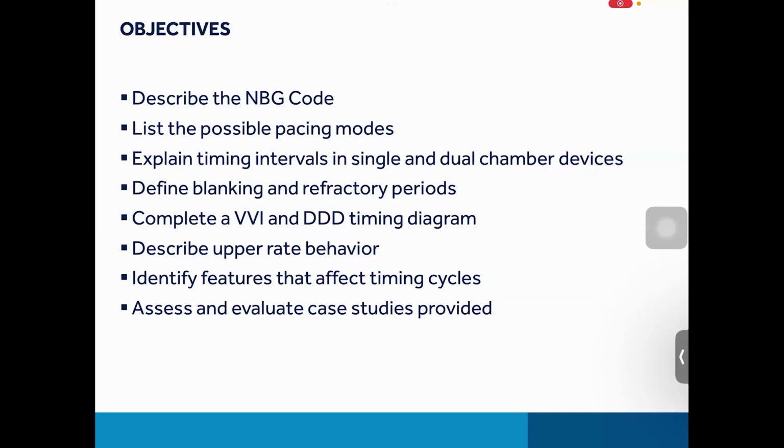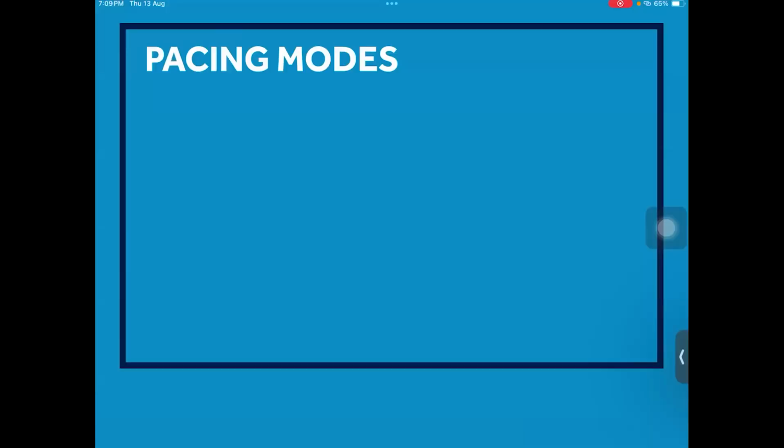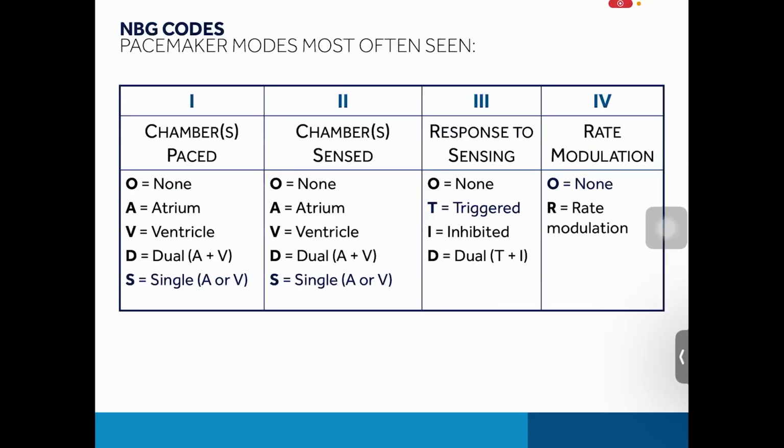What is our objective? Describe the NBG code, list the possible pacing modes, and the timing intervals. There is a lot of data, but it will be in another session, inshallah. What do we mean by pacing mode? What do we mean by NBG code? What is the abbreviation of NBG? North American and British Cardio Electrophysiology Association, that they agreed on this code many times ago.